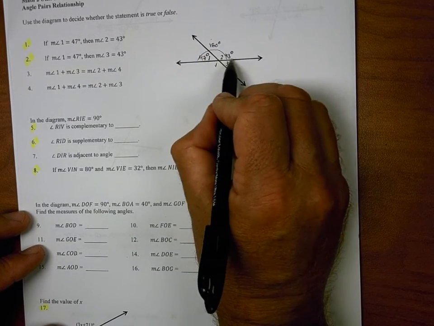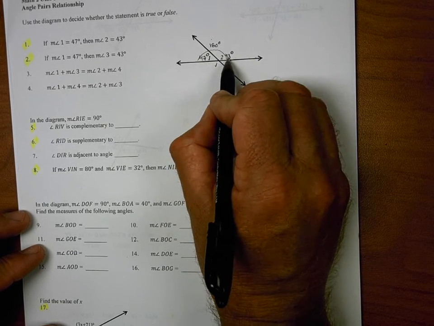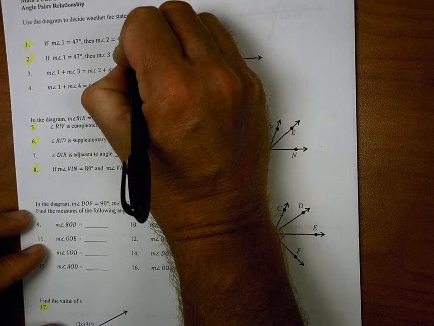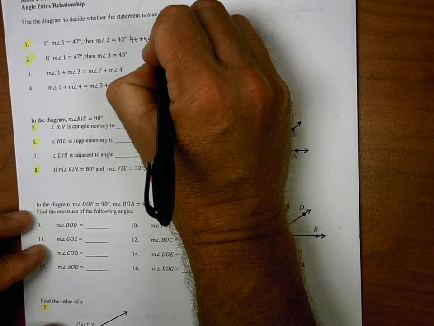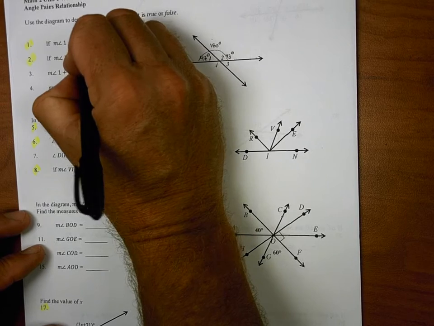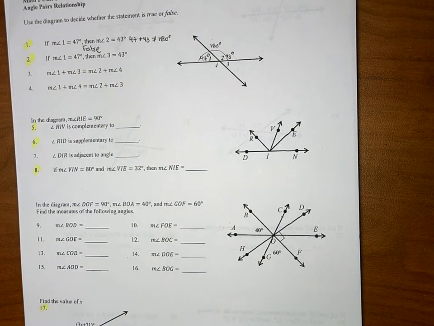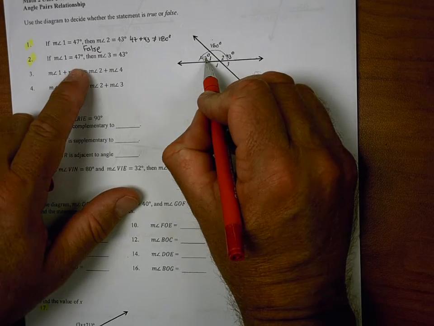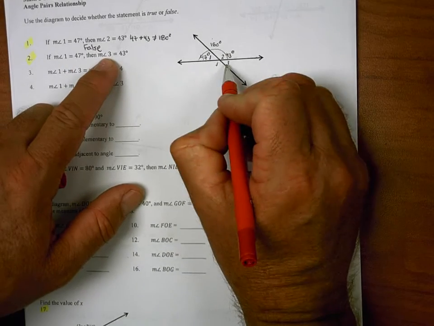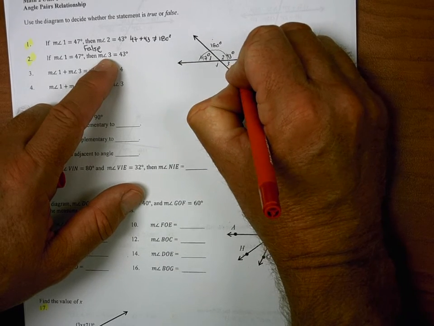A straight line is always 180 degrees. That's known as a straight angle. 47 plus 43 is not equal to 180. Therefore, number 1 is going to have to be false. Number 2. Now we're talking about angle 1 still being 47 degrees, but angle 3 is 43 degrees. So I'm going to mark that right here as 43 degrees.